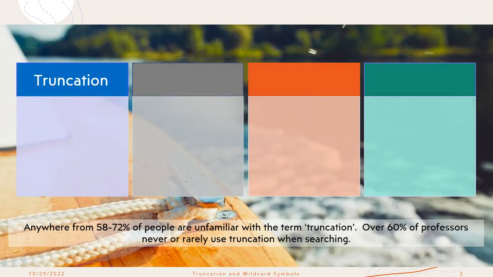Now, the word truncation means to cut off, and that's essentially what we're doing when we truncate a word. We're cutting it off to a root word or a shorter version of the word that would allow for multiple variations to be located when performing a search. The truncation symbol is commonly the asterisk, is almost always used at the end of a word, and replaces multiple letters where the word is truncated.